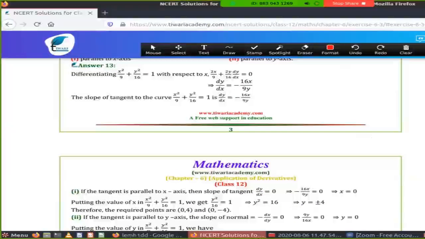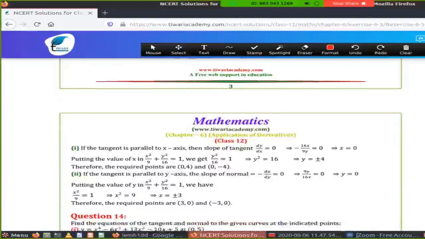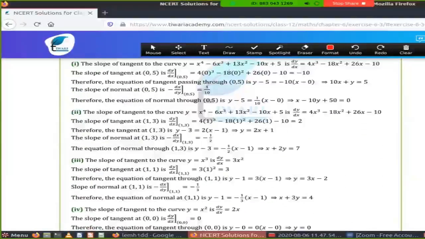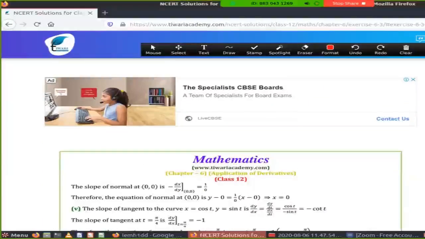And parallel to y-axis, then the slope of the normal will be equal to 0. Yes, we have discussed this in an example. Question number 14, do it on your own.